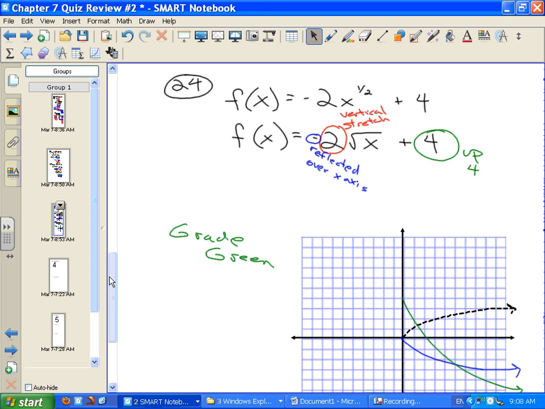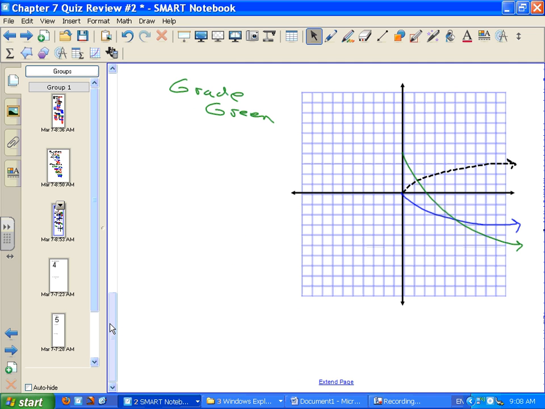Okay? Right? The main thing to recognize here is that nothing changed from when we did parabolas. Yeah, our starting graph is different, but all the rules are still applying as when we graph parabolas.